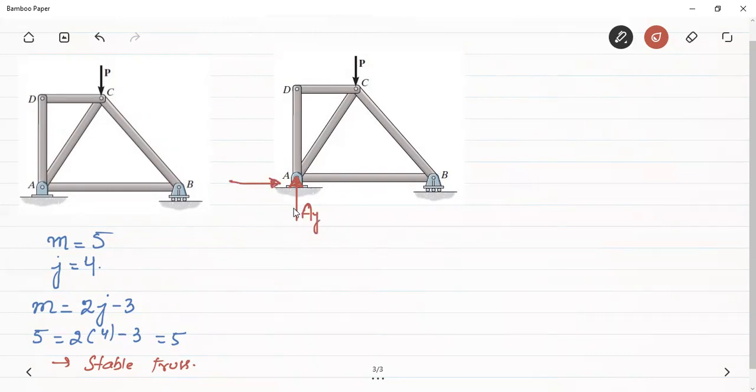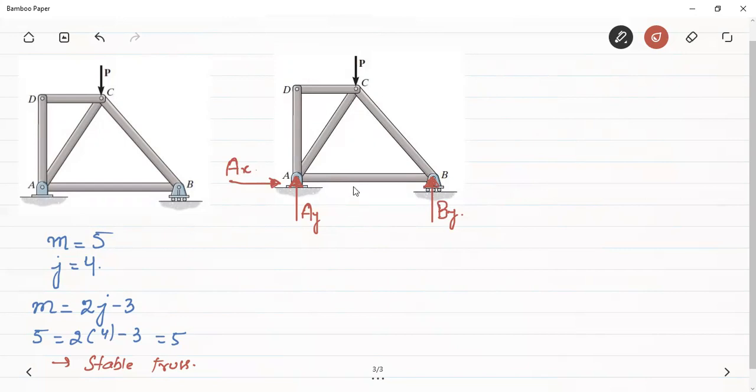Again, the directions of these reactions are not known to us, but we can initially assume any direction. And if the result comes out to be negative, then our initial assumption is incorrect. It has to be in the opposite direction. Okay, so this is Ax. Now, this was a hinge support. Now here there is a roller support. Therefore, we will have only one reaction. This is By.